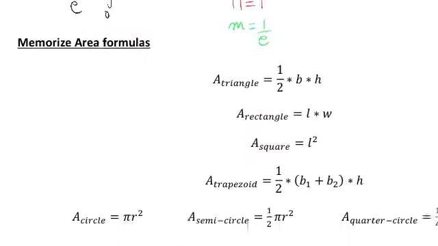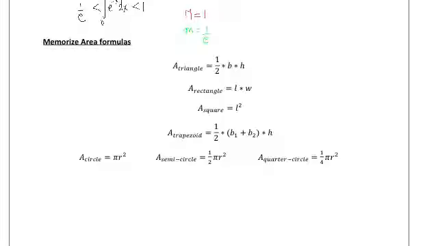Okay, you need to memorize these formulas. You're going to need to know how to find areas of triangles, rectangles, squares, trapezoids, circles, half circles, and quarter circles. No formulas are going to be given to you, so you need to know those by heart, which I'm sure you already do.